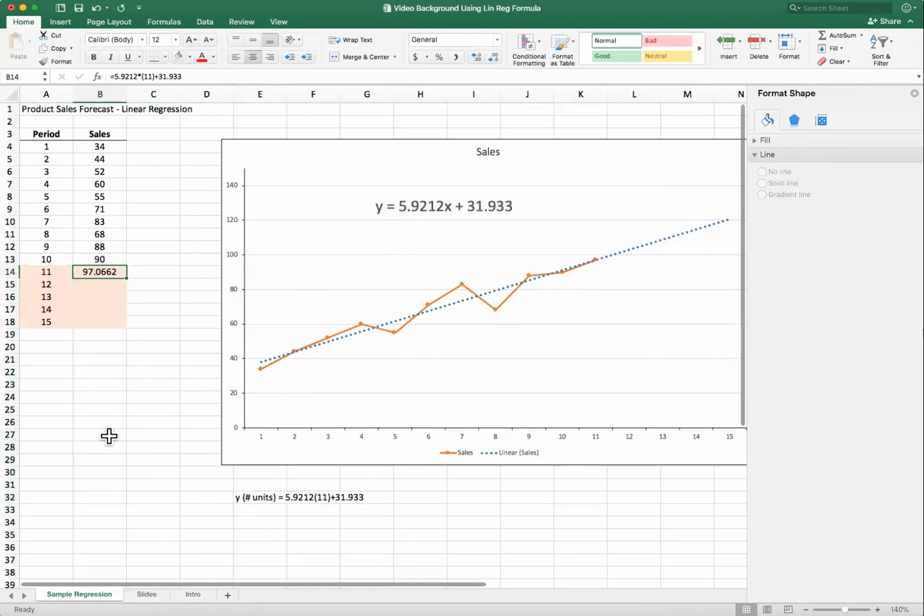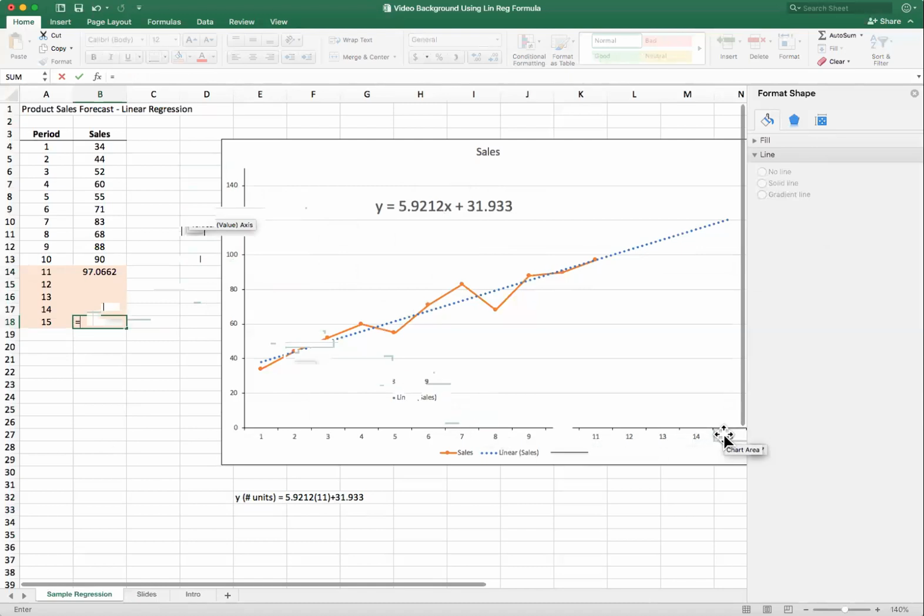And you don't need to fill in all of the numbers in between. If you just want to know, hey, what's my forecast in period 15, we can do that. We're going to use this exact formula. We're going to do the same thing up here. So the value of y, the number of units in period 15 all the way over here, is simply equal to, using that same equation, 5.9212, and x is, in this case, 15, rather, period 15. And we're going to add in our y-intercept, which is 31.933.